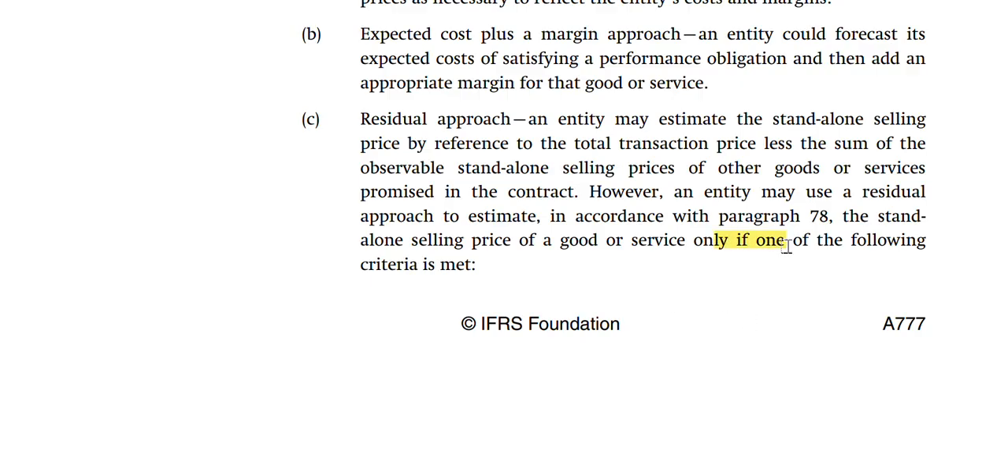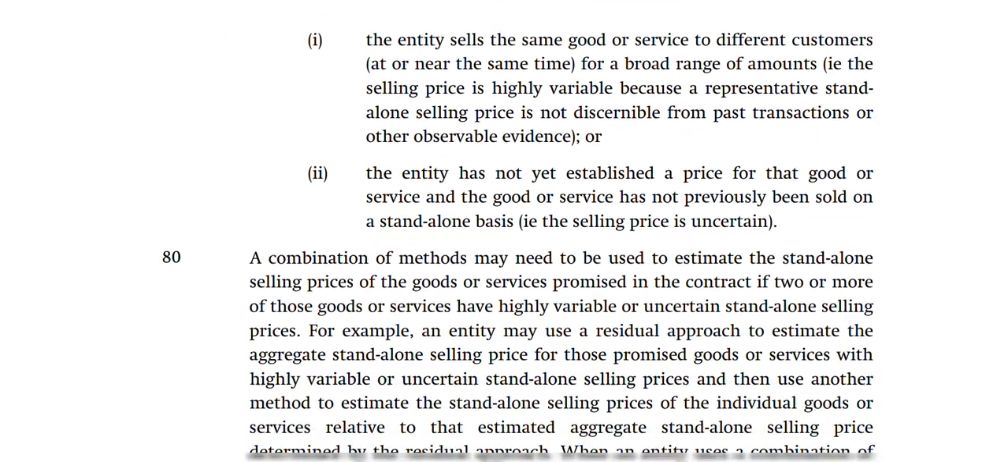So there is a criterion that needs to be met if C is applied. Number one, the entity sells the same good or service to different customers for a broad range of amounts. Or two, the entity has not yet established a price for the good or service and the good or service has not previously been sold on a stand-alone basis.